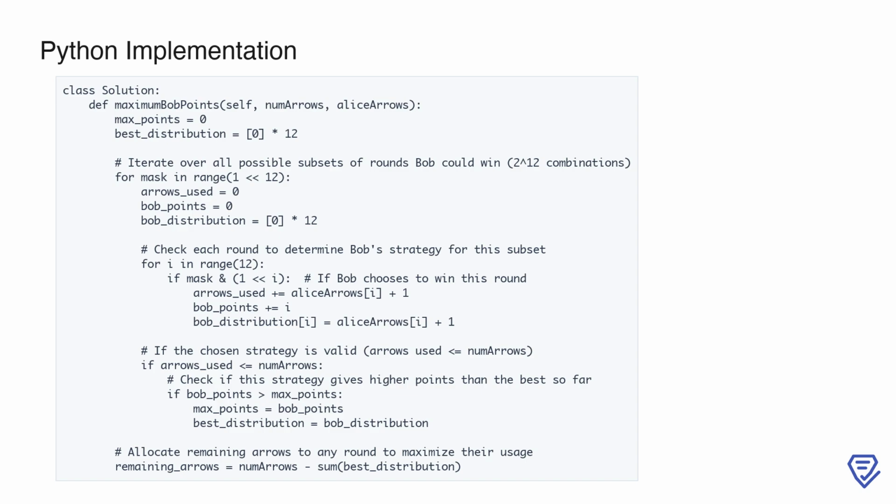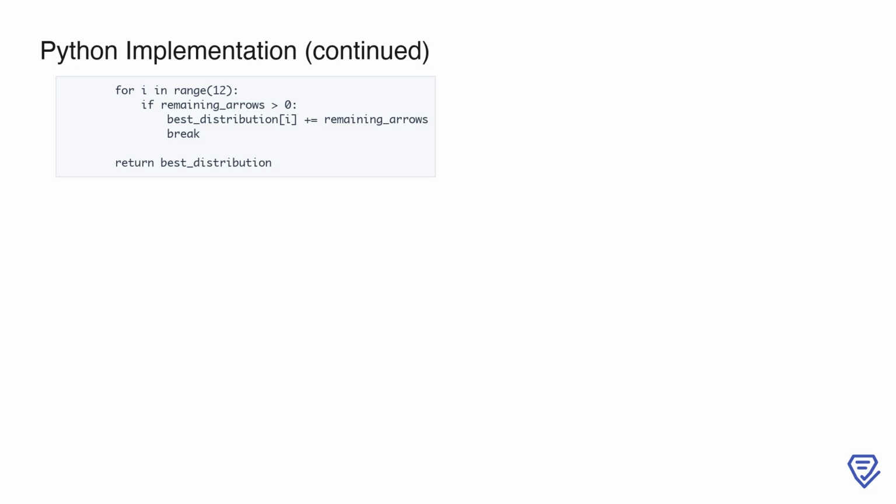After calculating these values, we check if Bob's chosen strategy is valid by ensuring that the total arrows used do not exceed numArrows. If the strategy is valid and yields a higher score than the current max_points, we update max_points and set best_distribution to the current allocation. This ensures we store the best possible outcome as we evaluate all combinations. Once we have identified the best strategy and its corresponding arrow distribution, we calculate how many arrows are still in use by subtracting the total arrows in best_distribution from numArrows. These remaining arrows can be added to any round to maximize their usage.